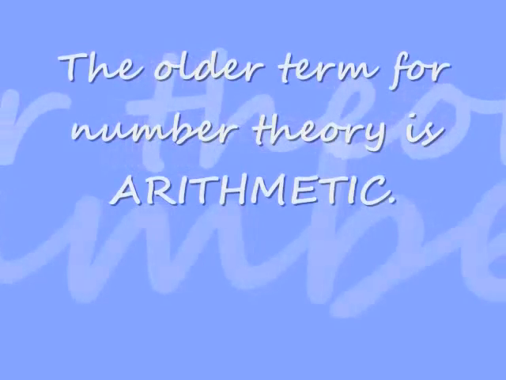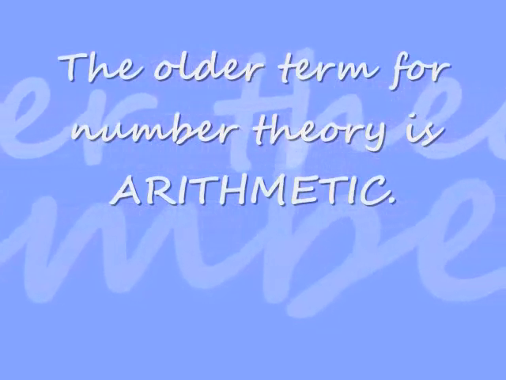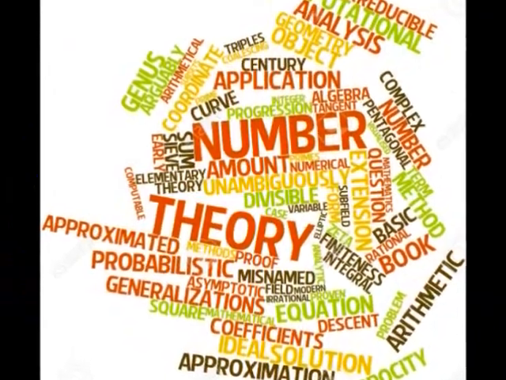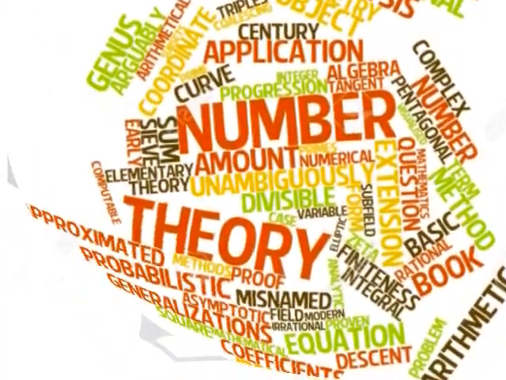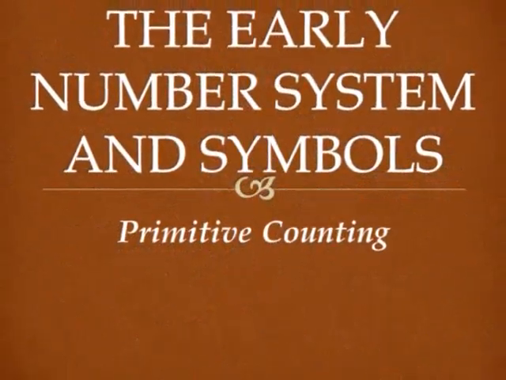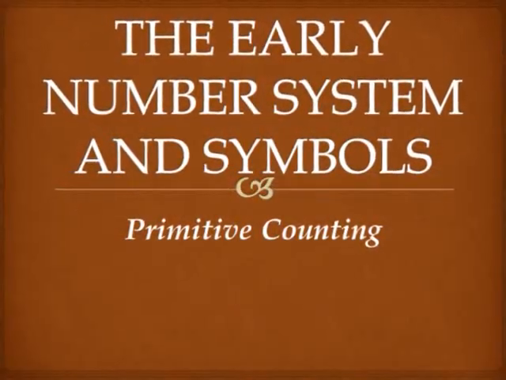The older term for number theory is arithmetic. By the early 20th century, it had been superseded by number theory. And now let's come to the history of number theory. The early number system and symbols. Primitive counting.